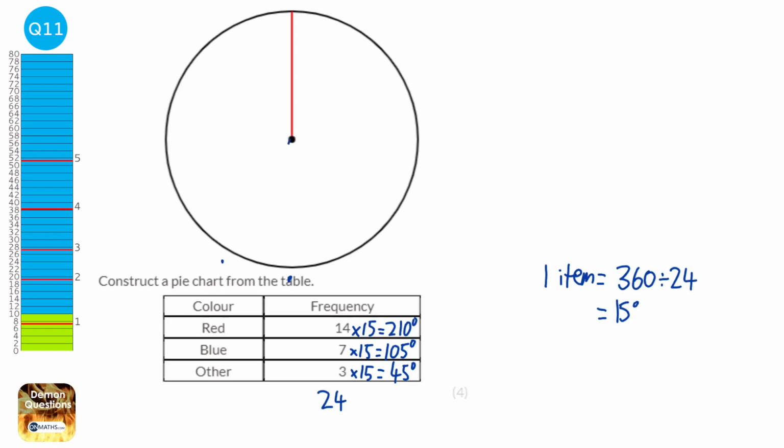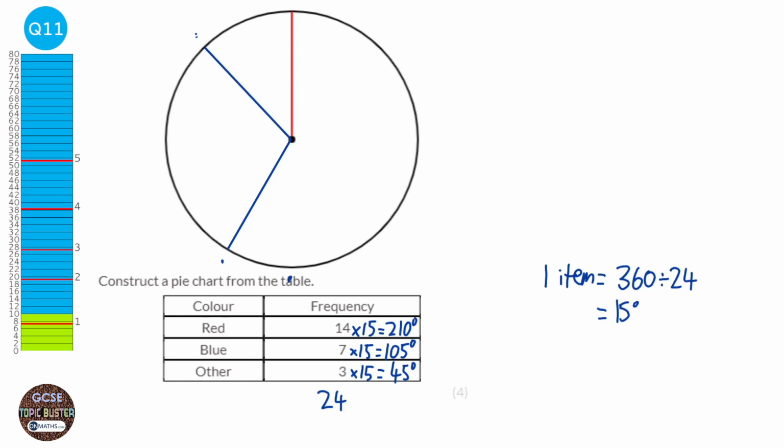So start at the center and join that up, and we're going to stop when the circle stops. Then to do 105, we're going to put our protractor in the middle, and we're going to look at 105, which will be up here. And then we're just going to join it up with a straight line.